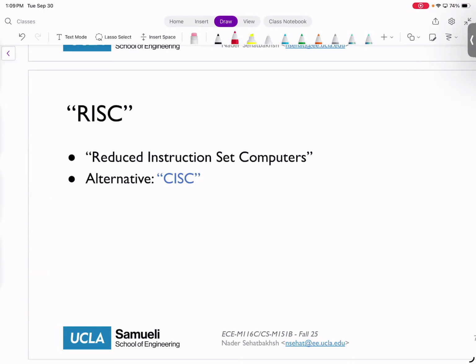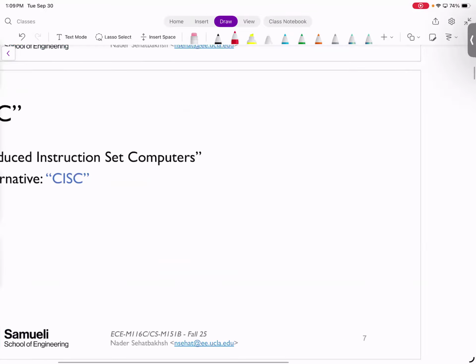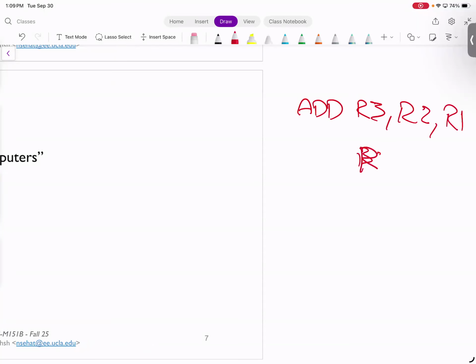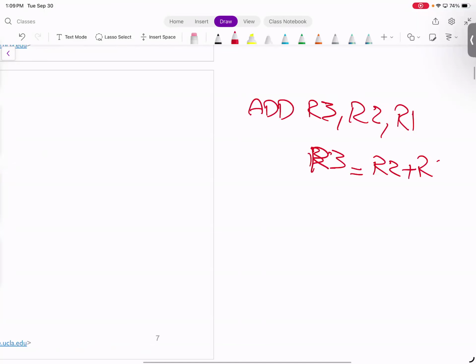Yes, question. So the question is, when I said macro-architectural style, did I mean chip design? No, macro-architectural style is that, okay, if I give you, for example, an add instruction that takes 3 registers, what it does is R3 is equal to R2 plus R1. How do I implement this in hardware? How do I read the variable? Where do I store it? Where do I add them?